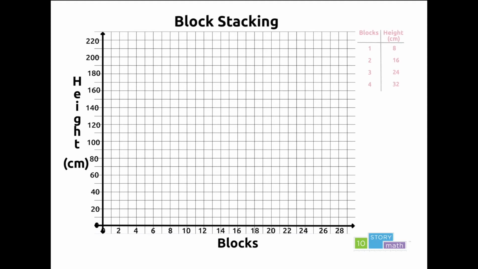On the right side of the screen, you will notice I added the table. We're going to plot all of this information on the graph and then use it to answer the questions. First, let's create points that we can plot on the graph by creating ordered pairs. We can create the ordered pair 1, 8 using the information that 1 block has a height of 8 centimeters.